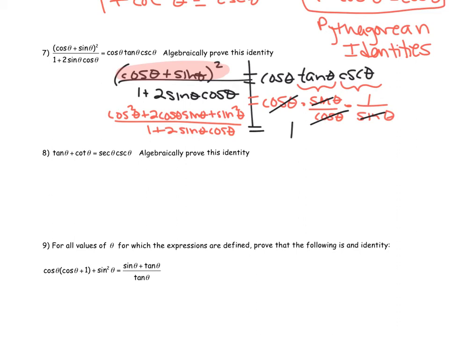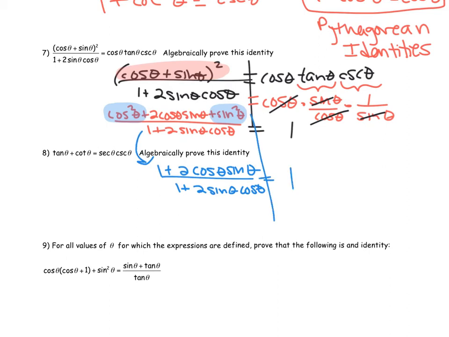Oh boy. Well, I want you guys to take a look at this. Do you notice how I have that Pythagorean identity again? What's sine squared plus cosine squared equal to again? That's just 1. So I'm going to write that down here. I really have 1 plus 2 cos theta sine theta all over 1 plus 2 sine theta cos theta. And we're proving that that equals 1.